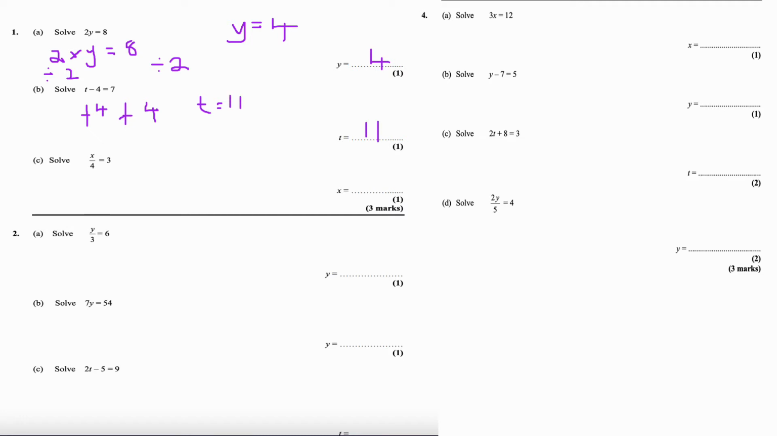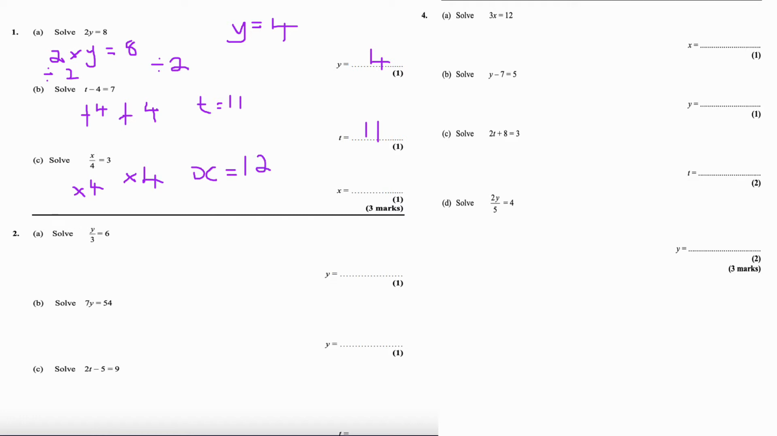Okay. Part C, solve x over 4 is equal to 3. Well, multiplying both sides by 4, because the opposite of dividing by 4 is to multiply by 4. So multiply each side. Remember that whatever I do to one side, I must do the exact same to the other side. X equals 3 times 4, which is 12, guys. So x is equal to 12.